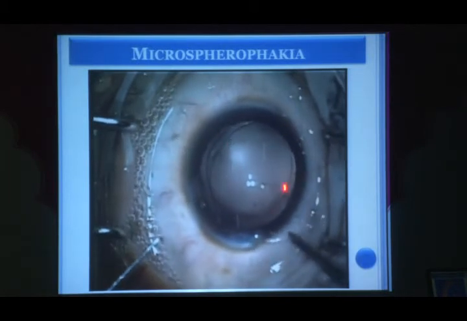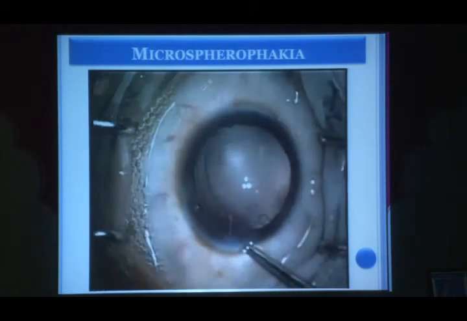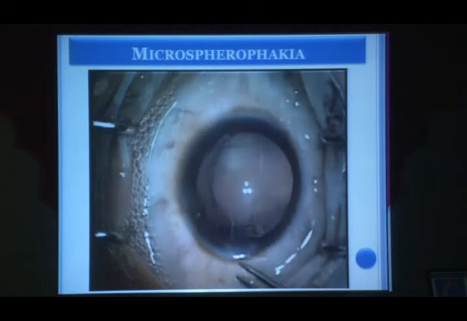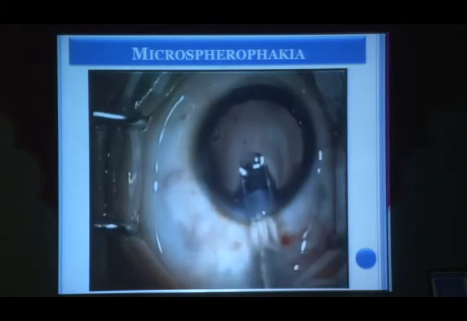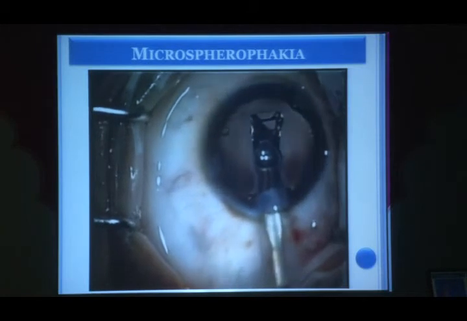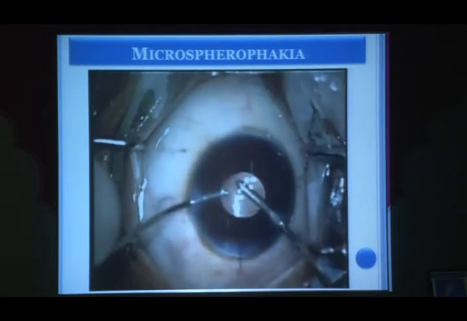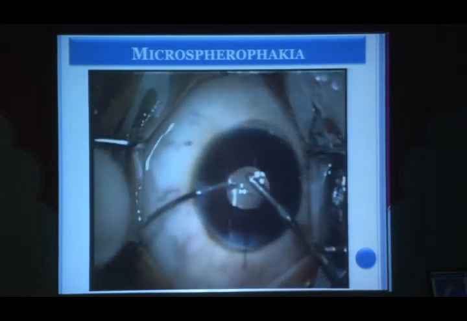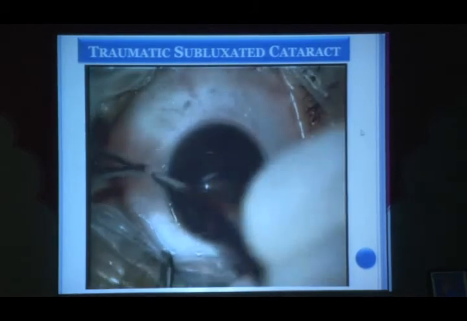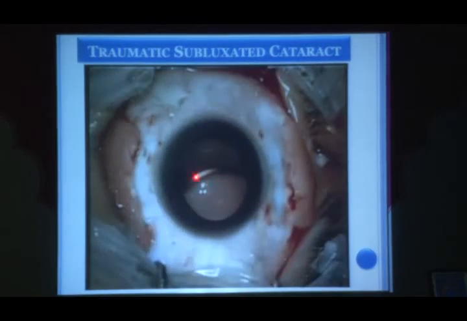Now, sometimes if the subluxation is too much, like in 1 or 2 cases of microspherophakia, I've seen that the lens was absolutely plastered, absolutely in the anterior chamber. Sometimes you may have to do a complete lensectomy and do a scleral fixation of the IOL. But in this case, it was a decent one, where after stretching the bag, the IOL was well centered.